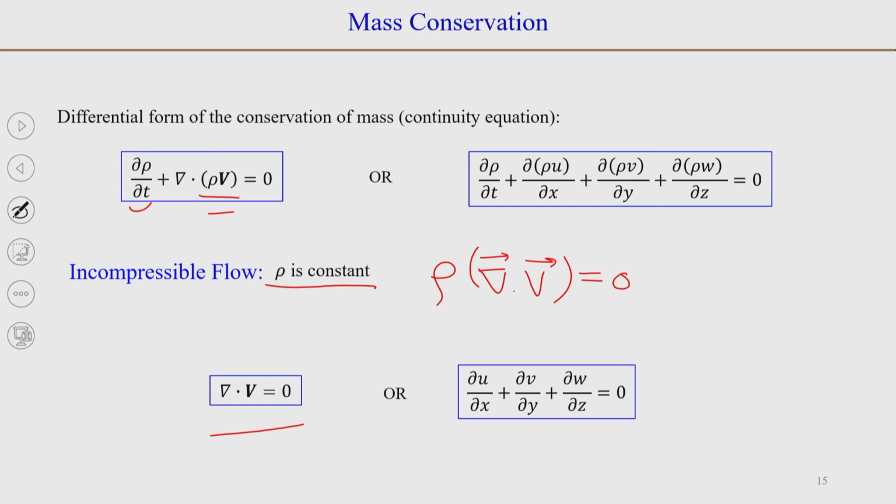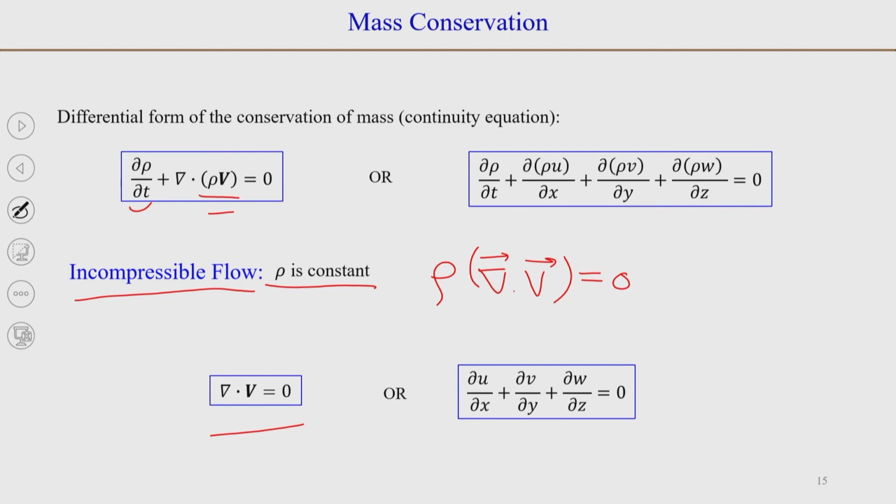So, for an incompressible flow, the first term will anyway be 0 whether the flow is steady or unsteady, and because we will be dealing with incompressible flow most of the time in this course, del dot V will be the thing that we will be using.